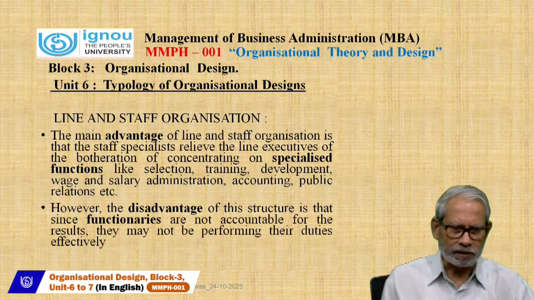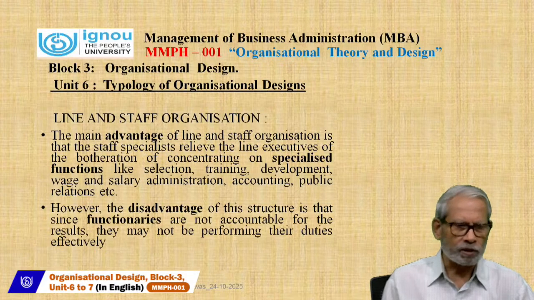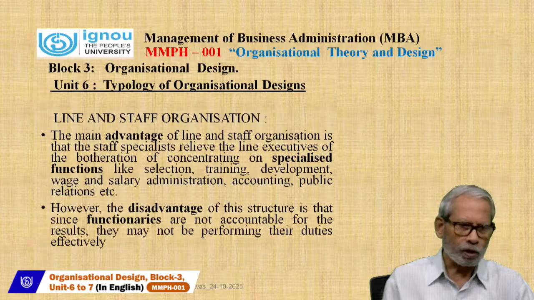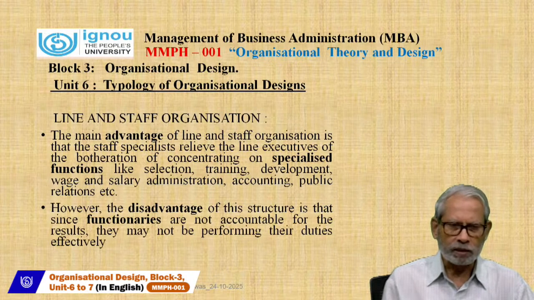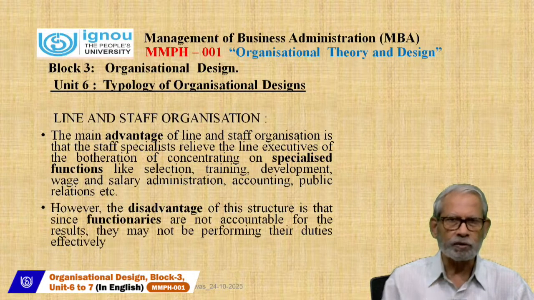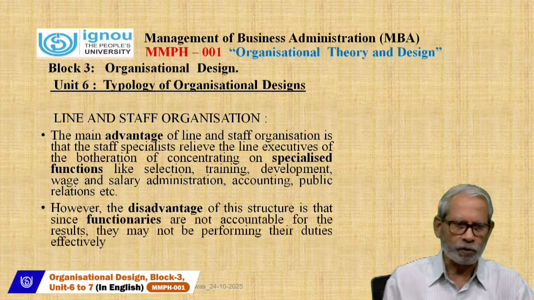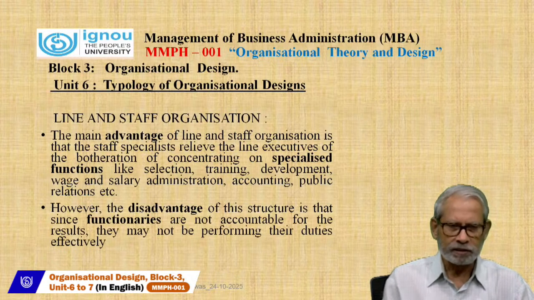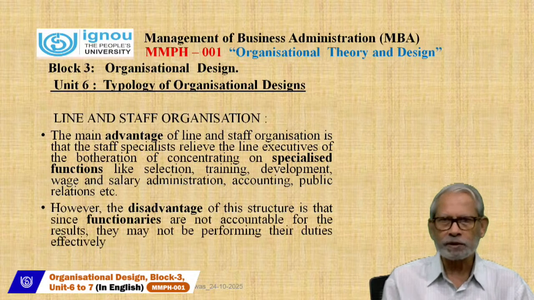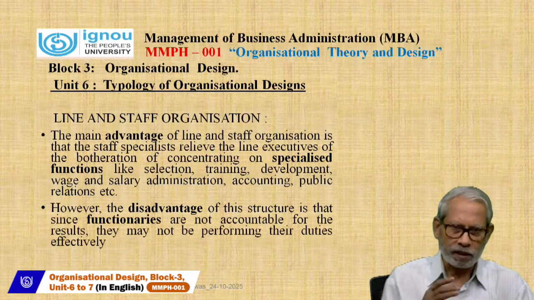So, what are the advantages? The advantage of line and staff organization is that the staff specialists relieve the line executives, so that the boardrooms and executives can concentrate on the specialized field only. They should do that particular specific function they are performing. For example, salary, wages and administration, accounts, public relations, etc., are all specialized fields.